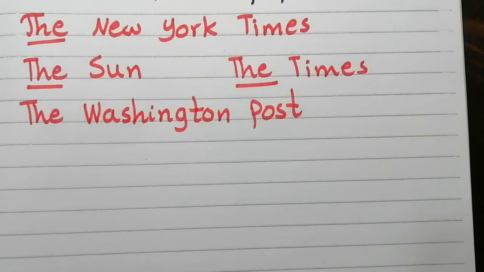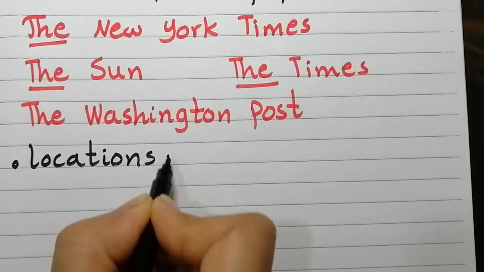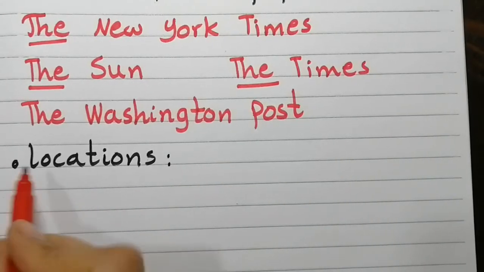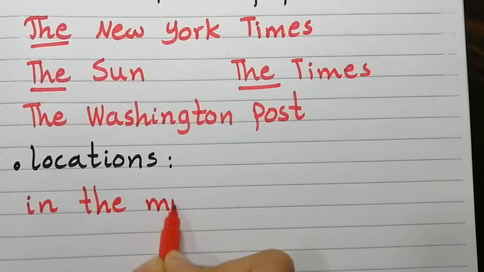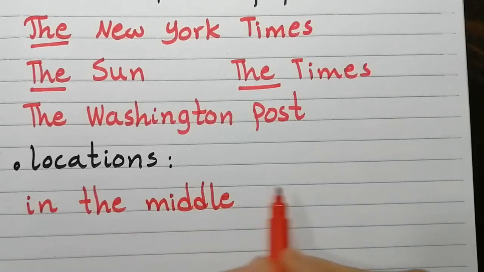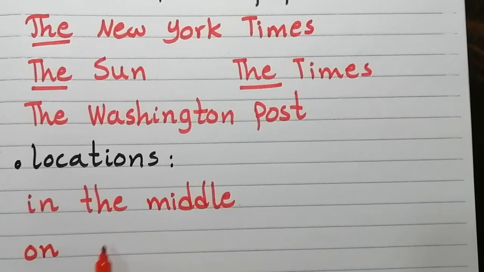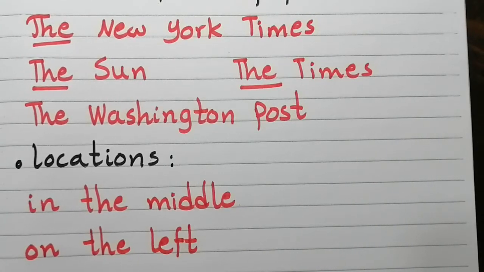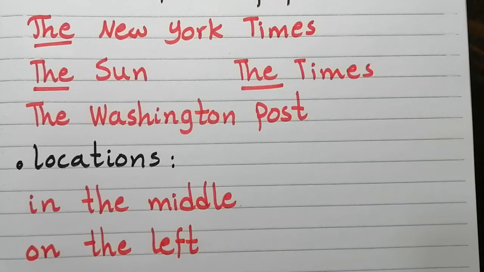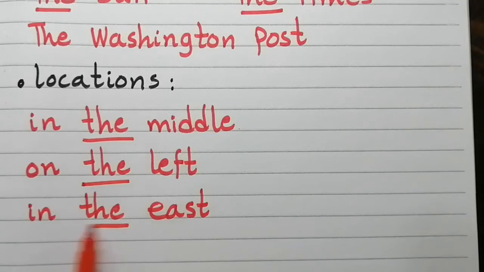Also, we use the articles with locations. For example, we say in the middle, on the left, in the east. So we use it with locations: in the middle, on the left, in the east.